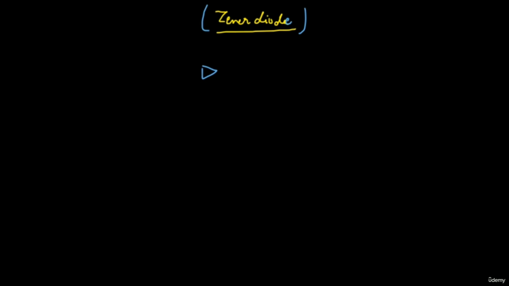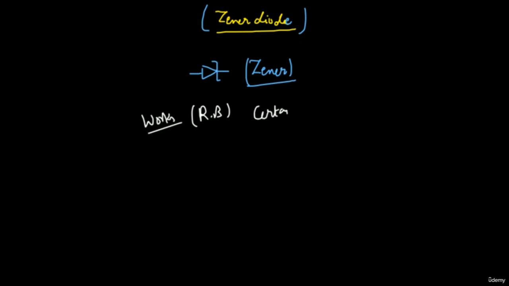So let's see its symbol first. The symbol is quite simple. Just you can notice the difference here. It is just like the shape of the Z, you can say. It is the name of Zener. Zener is actually the name of the person who designed this amazing diode. It works in reverse bias when a certain voltage is attained.